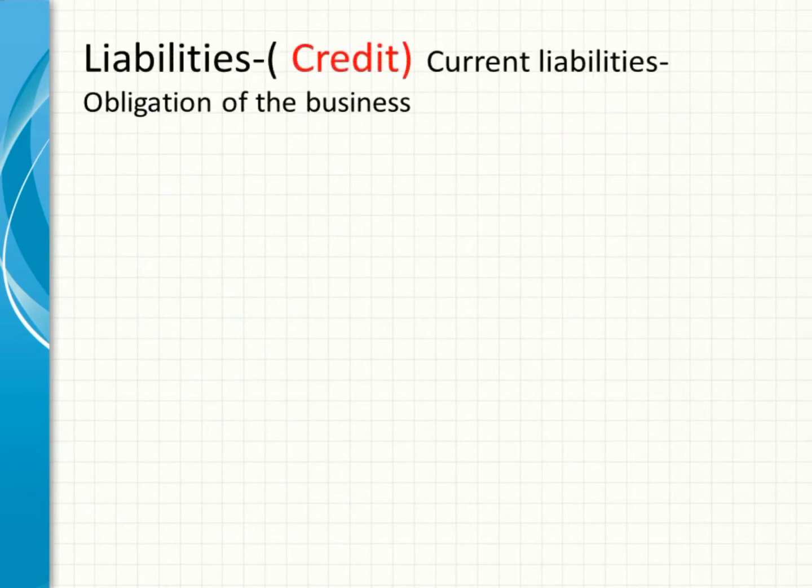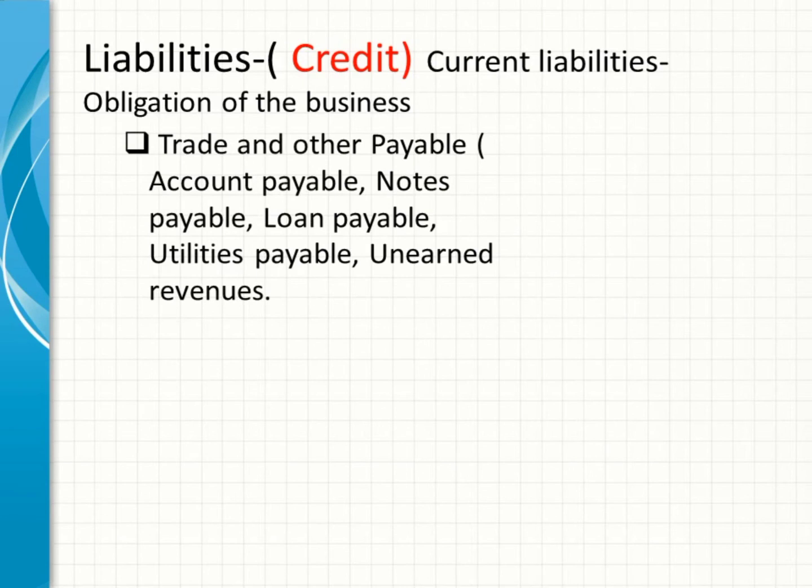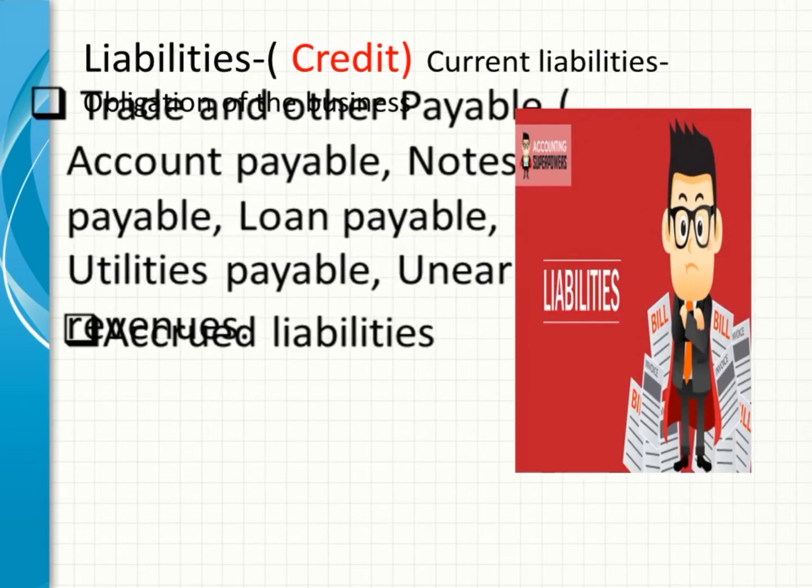For liabilities, the normal balance is credit. For liabilities, we have current and non-current. So now let's focus on current liabilities. So this is the obligation of the business. We have trade and other payables. Under trade and other payables, we have account payable, notes payable, loan payable, utilities payable, and unearned revenues. Accrued liabilities.